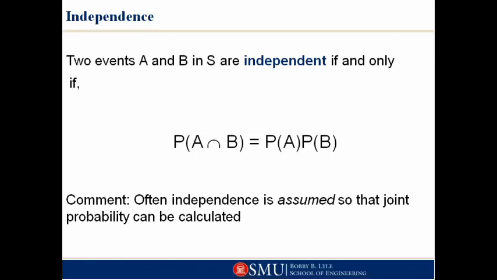We often, and we'll see this much later in this course, assume independence so that a joint probability can be determined and calculated. What's the probability of A and B? It's equal to the product of the probability of A times the probability of B.